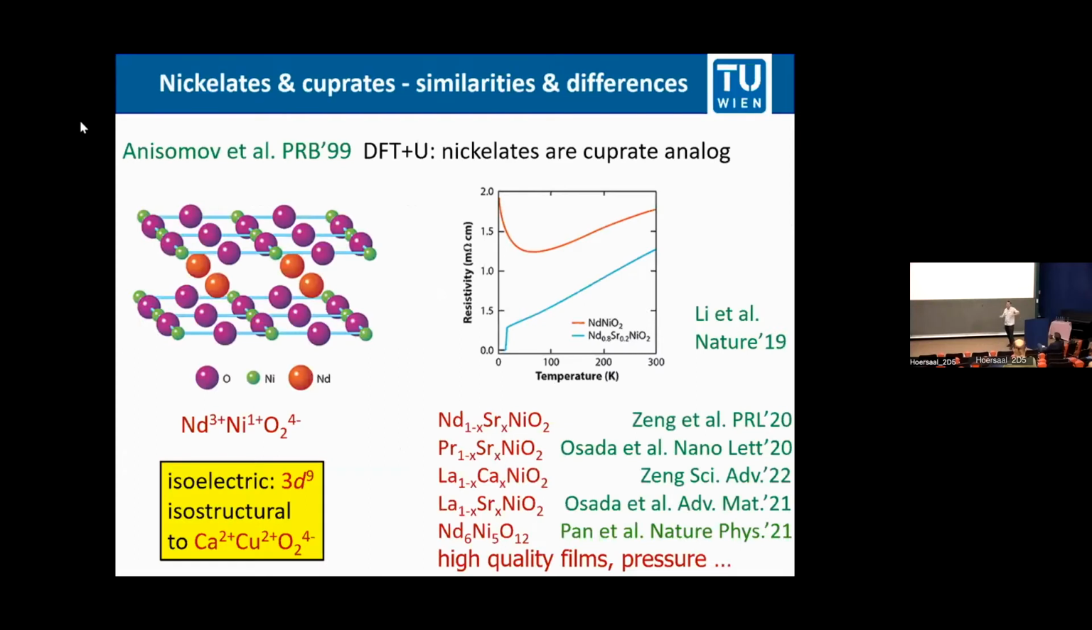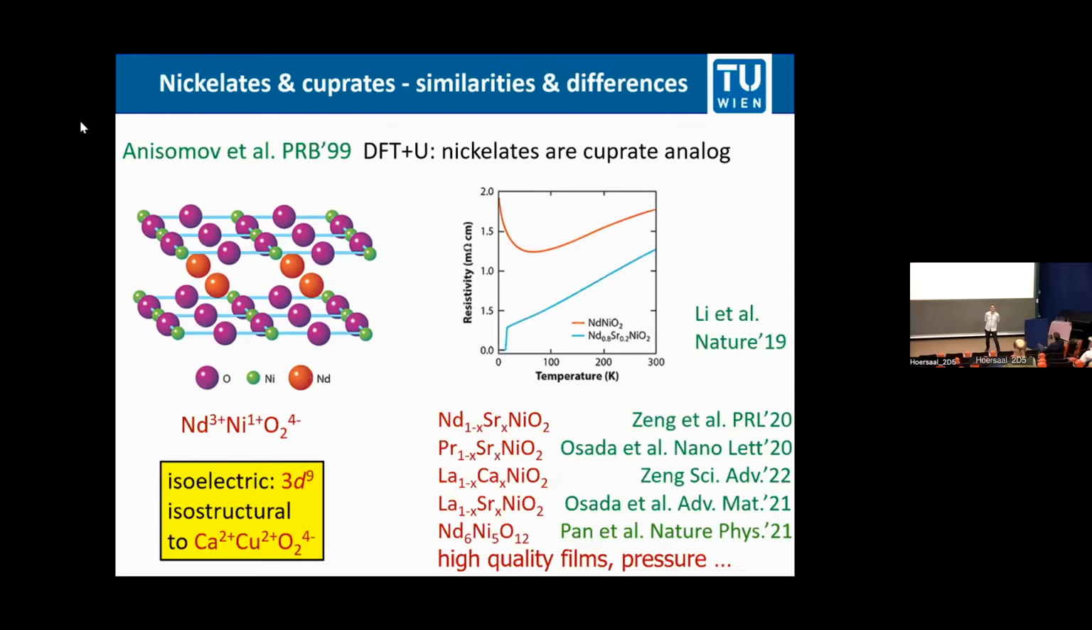But let's go back to the similarities and differences. And the similarities have been recognized a long time ago. Actually, Vladimir Anisimov and co-workers did DFT plus U calculations. And based on these DFT plus U calculations, more than 20 years ago, they said, okay, these nickelates are just like the cuprates, so they should be superconducting.